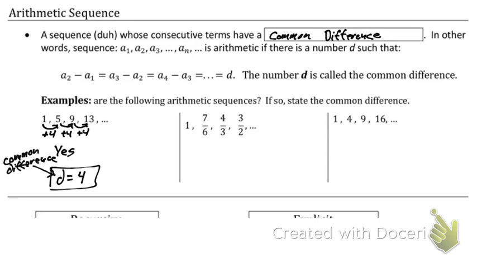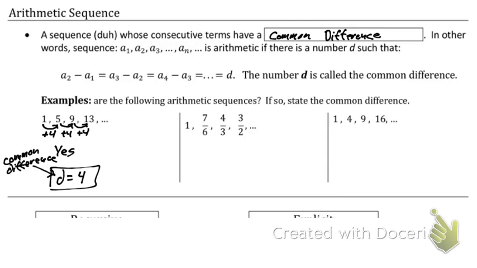Sometimes you have to be careful. So if we look at the next one, I have 1, 7 over 6, 4 over 3, 3 over 2. It doesn't look like I'm adding or subtracting anything. But they also don't have a common denominator that I could even see if they're being added or subtracted. So oftentimes when I have fractions, I'm going to look for a common denominator that's going to help me get all of them.